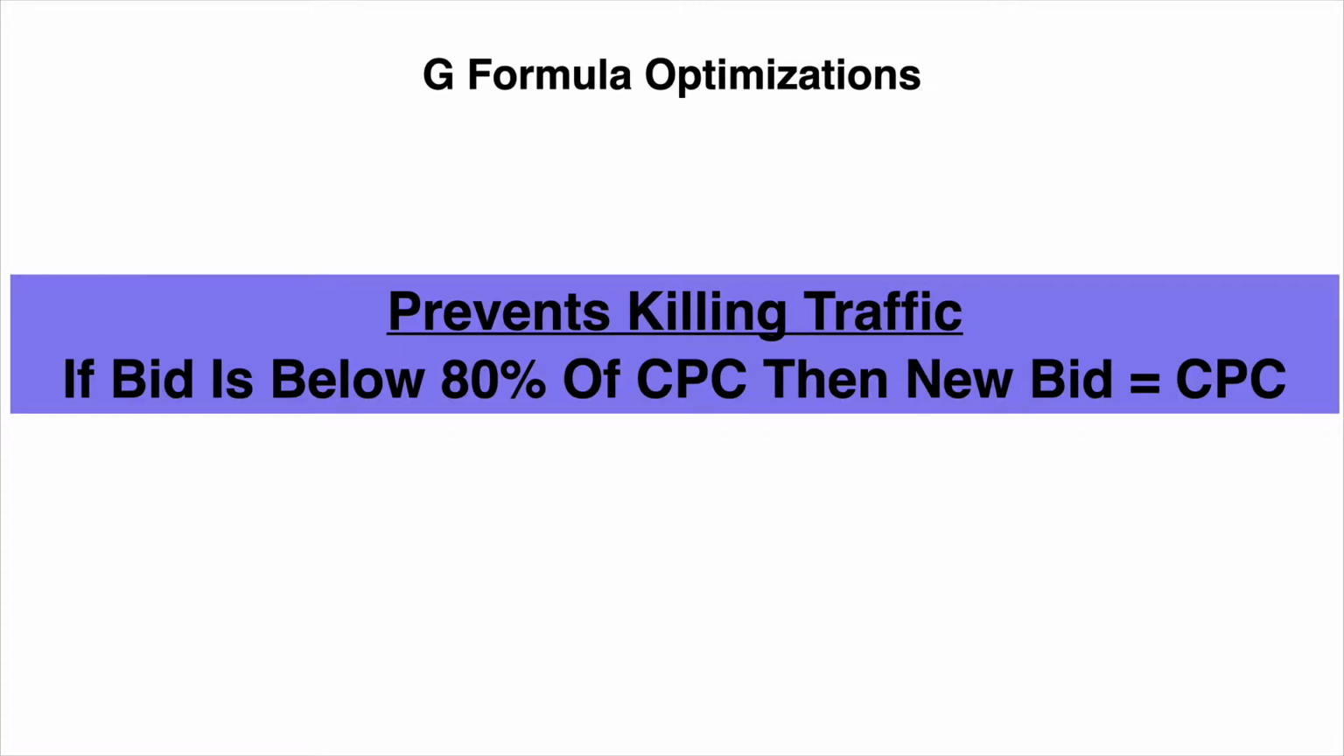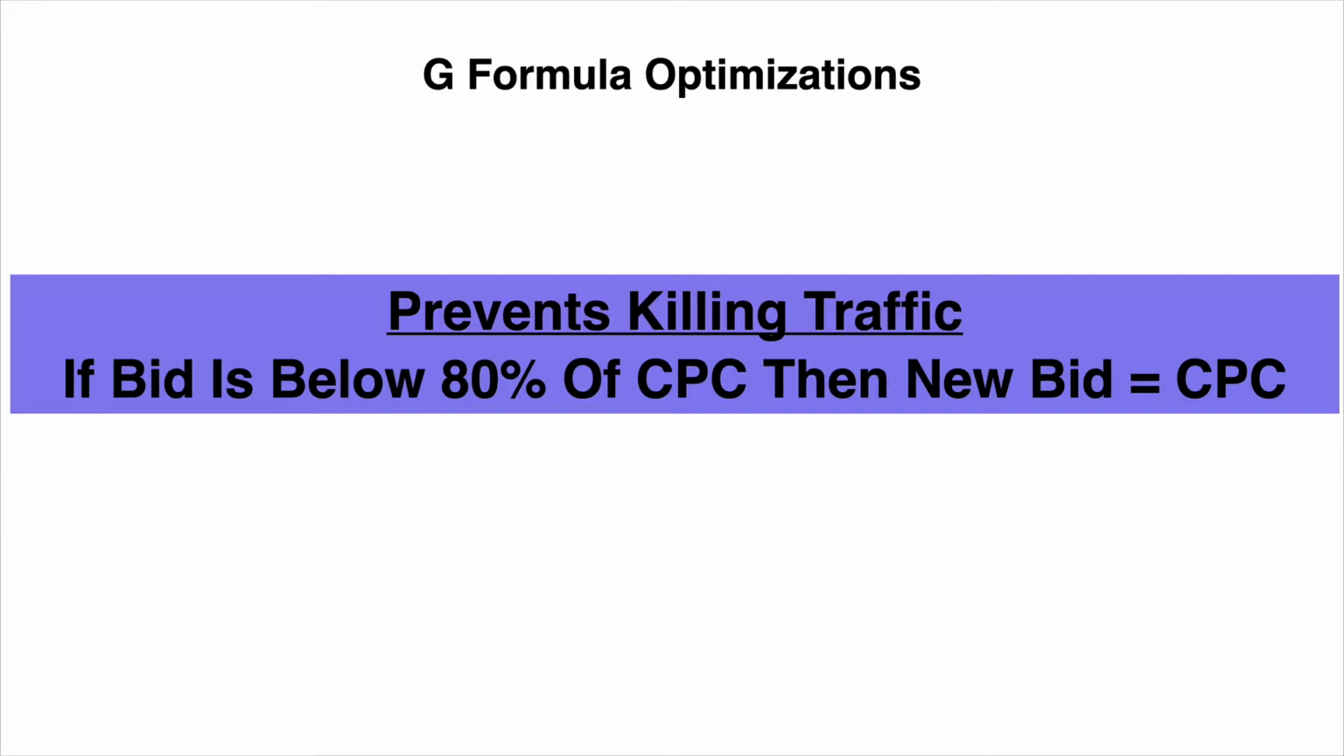So we do have another formula here as well to prevent a keyword from just getting killed off completely. So if the new bid is below 80% of the cost per click, then the new bid equals the cost per click. So I'll give you an example where this could exist. Let's say we have a 200% ACOS for a keyword and our target ACOS is 30% and our bid is $1. Then if you run the formula, it's going to end up being a negative number. So what we do is to prevent that from happening. So first off, the negative number won't go through on Amazon.